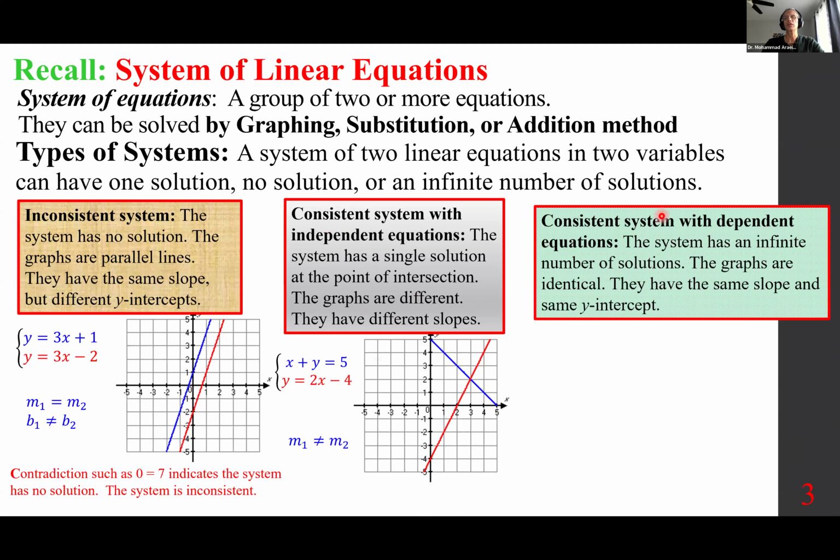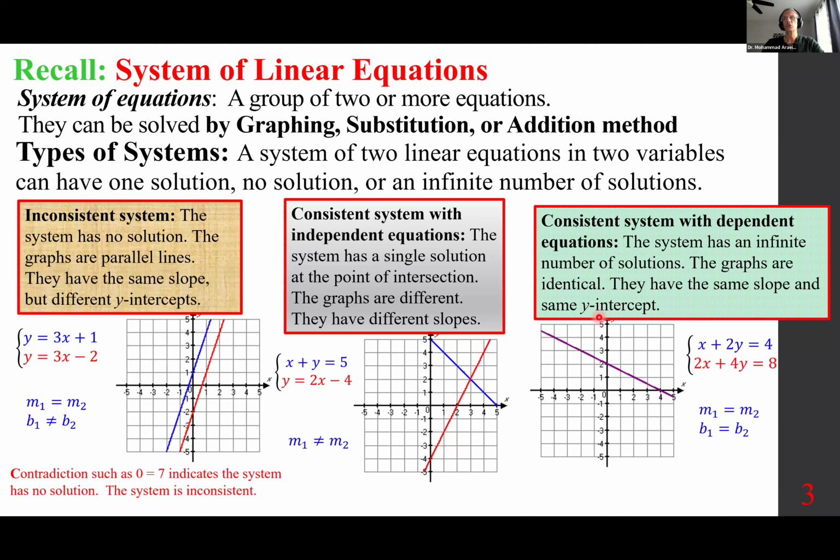Consistent system with dependent equations. The system has an infinite number of solutions. The graphs are identical. They have the same slope and the same y-intercept. In other words, if you solve for y, they become identical. So m1 equals m2, b1 equals b2, and if you solve it by substitution or addition, it ends up giving you an identity as an example, 0 equals 0, that indicates the system has an infinite number of solutions. The equations are dependent.